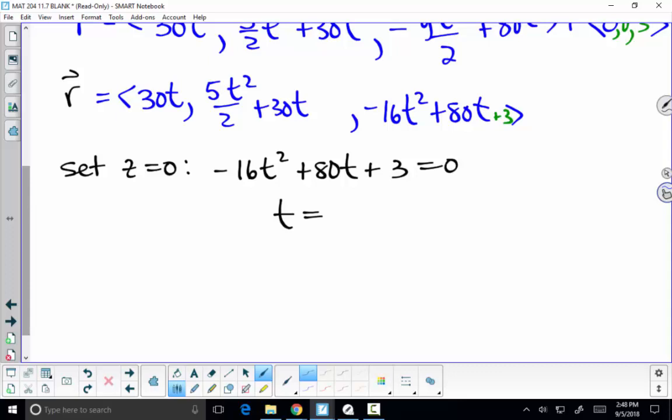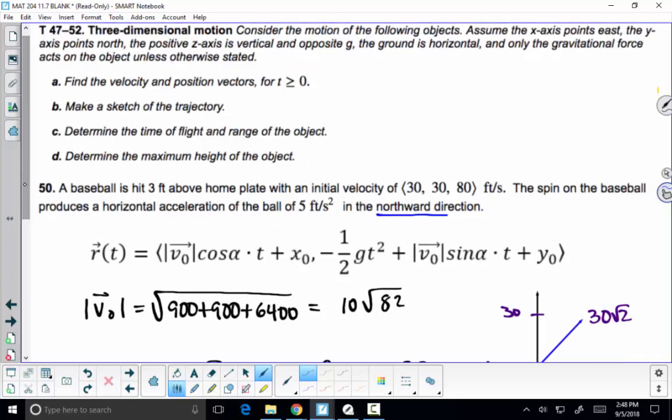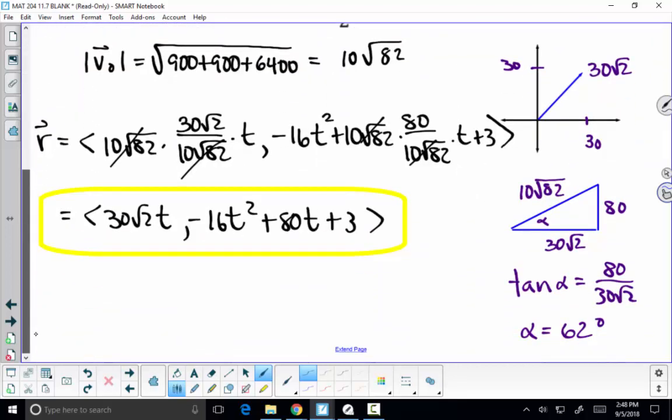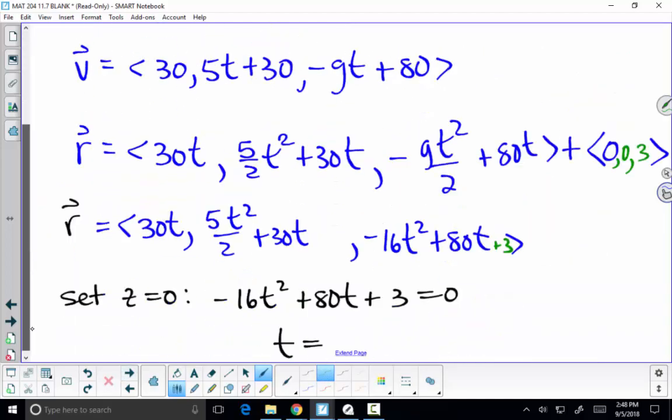So that'll be our t value. And then while you're doing that, let me just read what else we want to find. Time of flight, range of the object, max height. Okay. So let's put a big X through that. Let's not look at that one. We'll look at this one.